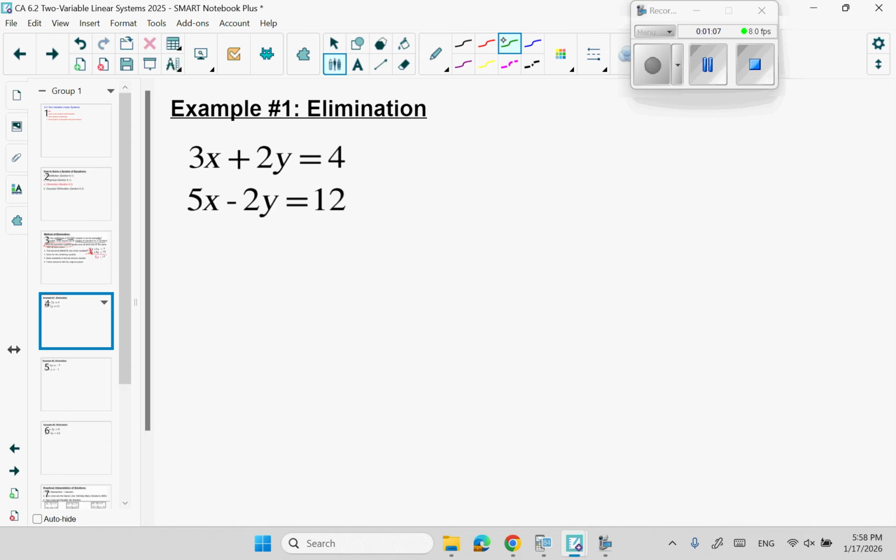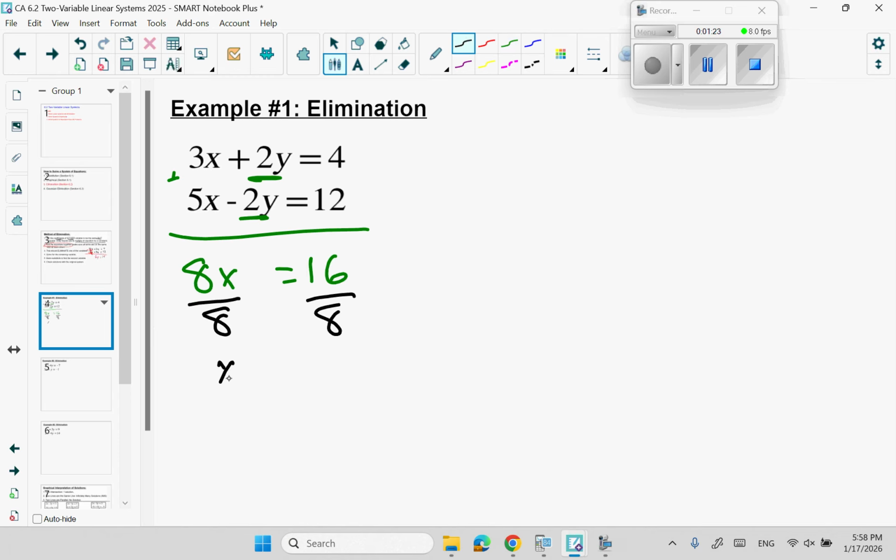So here, I see that I have y's that are equal and opposite, so I'm just going to add the equations together. 3x plus 5x is 8x, y's cancel, 4 plus 12 is 16. We can divide by 8, we get x equals 2.